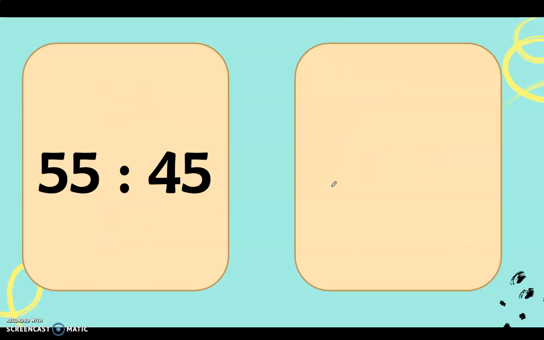Next, we have 55 is to 45. Now this time it's in colon form, so let's change it into a fraction form. And of course, again, we need to get the lowest term by using the continuous division method. So we have 5, this is 11, and this is 9. There is no common factor between the two. Therefore, since this was in colon form, we make it into a fraction form. So the answer is 11 over 9.